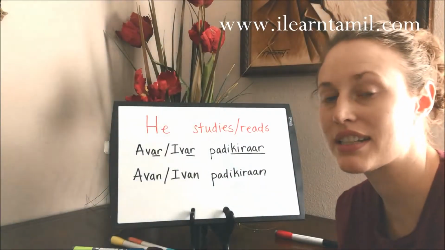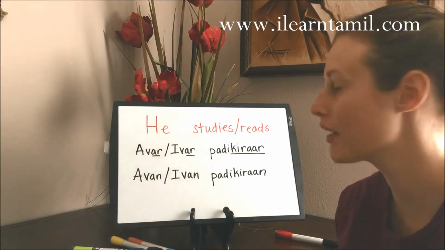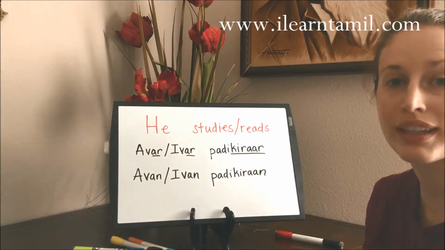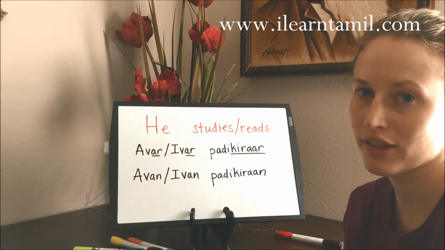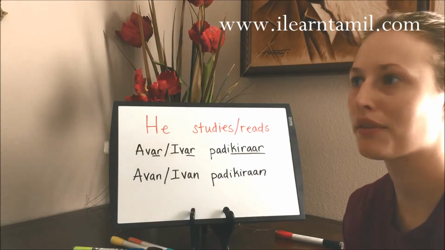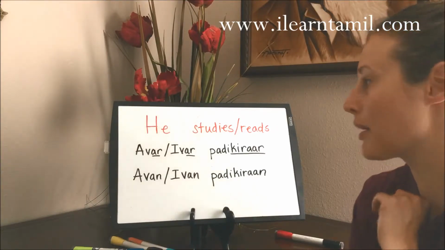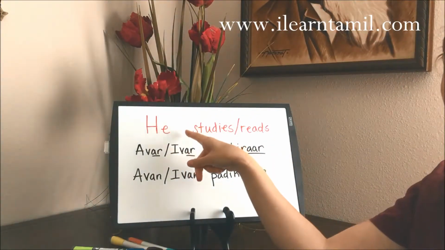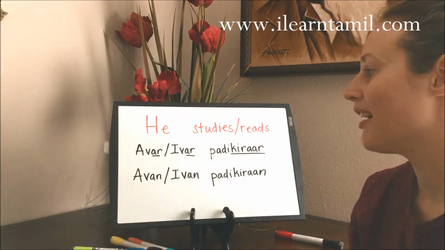Okay, so our next word is studies or reads, which I hope you remember is pari as the root word. And so we're going to take that and make sentences, say he studies or he reads. And again, after we go over this, go ahead and practice adding your own words in between. So he reads a book, he reads Tamil, he reads a newspaper. Go ahead and put that in the middle. So it'll be like he newspaper reads or he biology studies whenever you translate it.